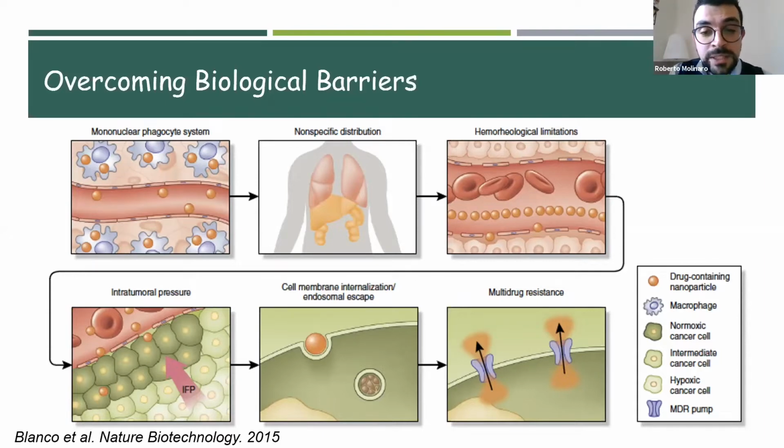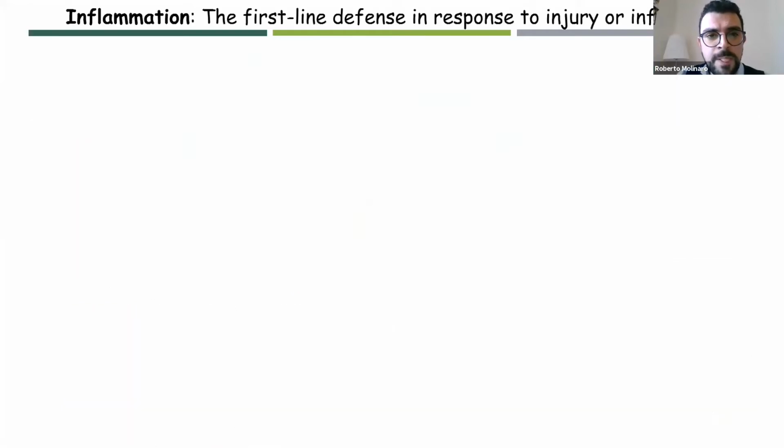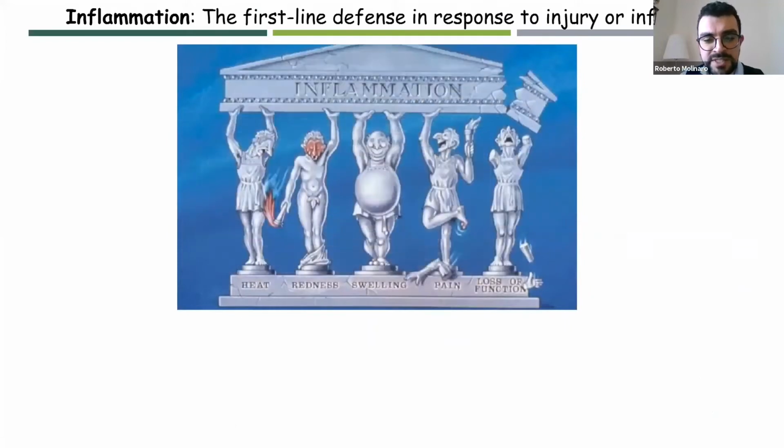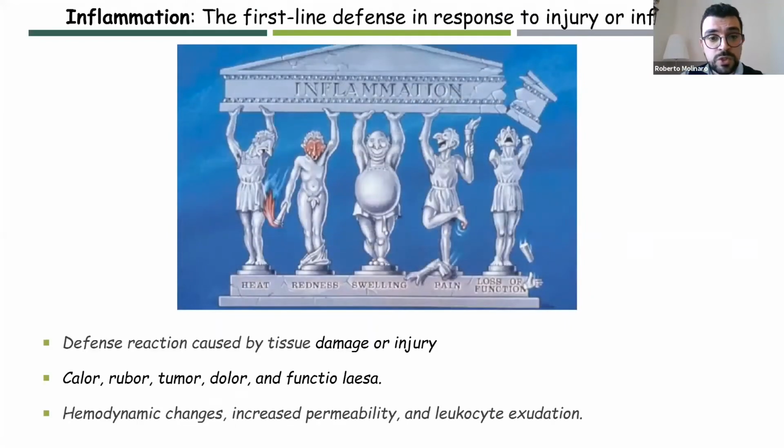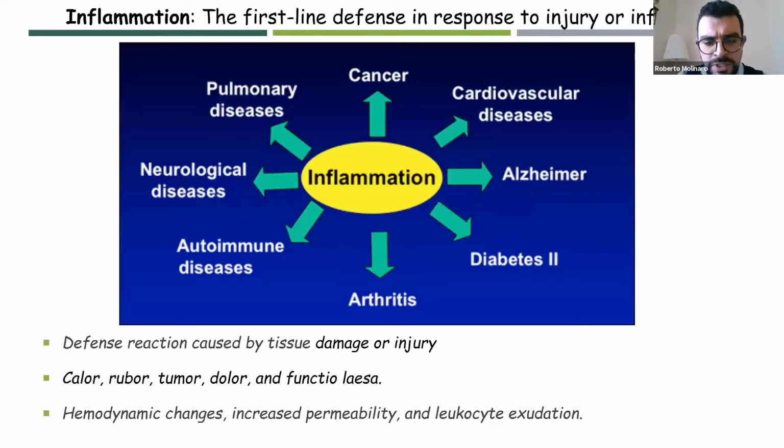At the same time, the macrophages represent an ideal carrier within the body, since they can freely circulate in the bloodstream, and in particular, they can sense whether something is going wrong and infiltrate any kind of tissue following an inflammatory process. And we know that inflammation is the first line of defense response to an injury or an infection, but it's also the background of several pathologies, such as cancer, cardiovascular diseases, Alzheimer, or autoimmune diseases.